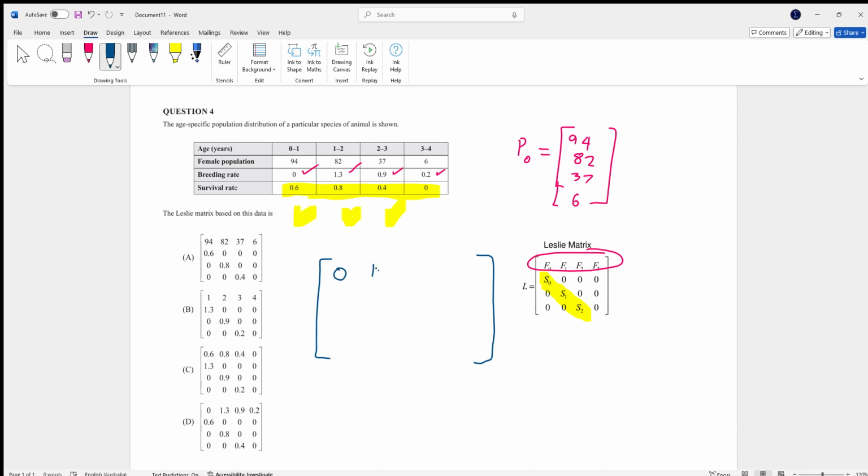For the second age group, it's 1.3. For the third, it's 0.9. And for the fourth, it's 0.2. So I'm looking for the matrix that has that in the top row, which is only D at the moment.